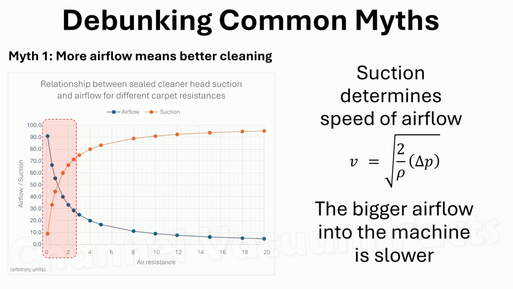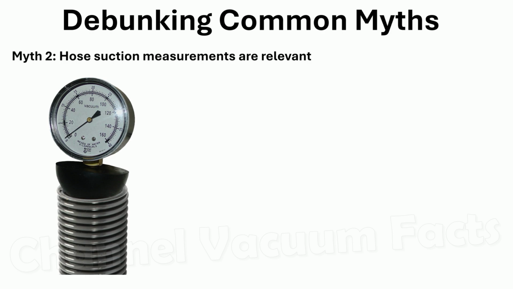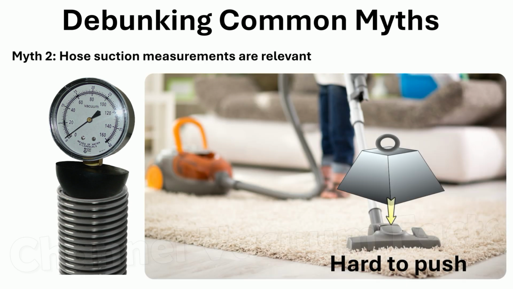It's important to identify sources that refer to needing more airflow in the context of cleaning performance, since this demonstrates a lack of understanding of well-established and old science and indicates an unreliable source of information. A suction meter on the hose measures the suction pressure at near infinite air resistance. This is only ever achieved at the cleaner head when it's clamped immovably to a hard floor.